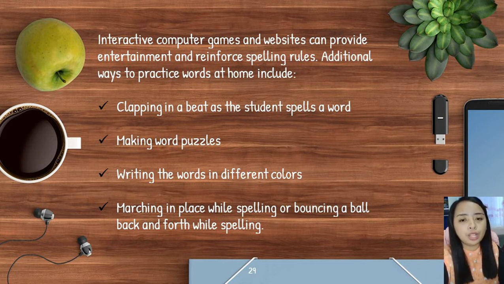Additional ways to practice words at home include, first, clapping in a beat as the student spells a word. Oh, this is very funny. As the student spells a word, you clap. Making word puzzles. Writing the words in different colors, for example, the word is dog. Letter D is color blue, O is color pink, and G is color red, like that. Marching in place while spelling or bouncing a ball back and forth while spelling.